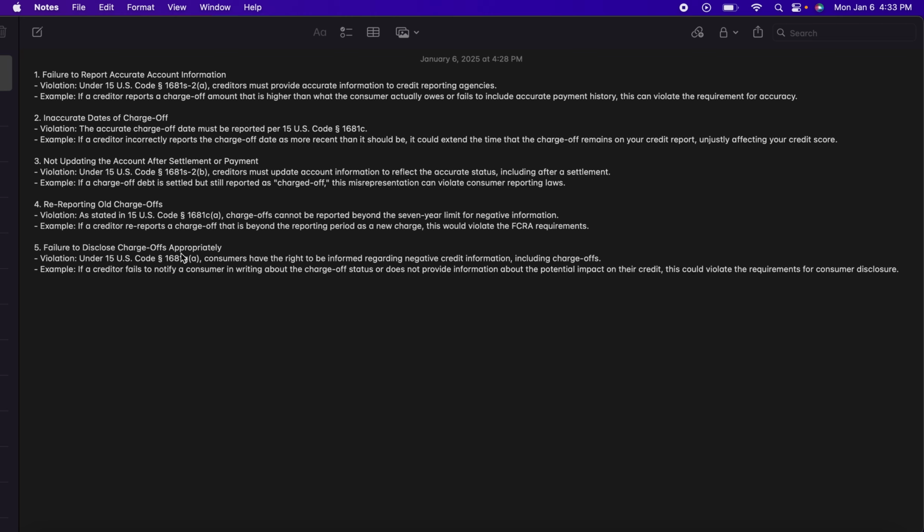Failure to disclose charge-offs appropriately. So under 15 USC 1681g(a), consumers have the right to be informed regarding negative credit information, including charge-offs. So an example of this would be if a creditor fails to notify a consumer in writing about the charge-off status or does not provide information about the potential impact on their credit, this could violate the requirements for consumer disclosure. So when we are going over the FCRA, right?